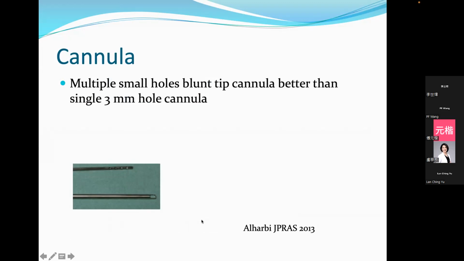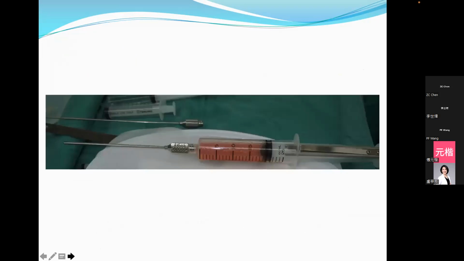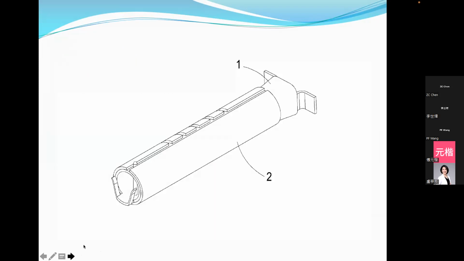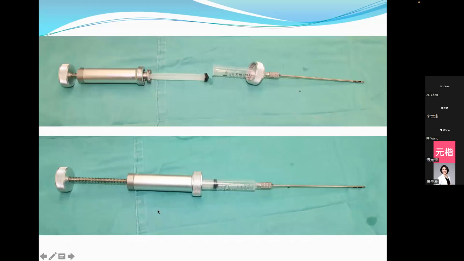Another paper says a multiple small hole blunt tip cannula is better than a single 3 millimeter hole cannula. On one side I like to use a 3 hole cannula, so I can control liposuction up, lateral, or down. This is the old method. However, I feel that the pressure is too high. So I invented this, which can gradually pull the syringe backward. This is the first one. Then you can see with low pressure, the fat becomes more beautiful. This is the second one that I fabricated.